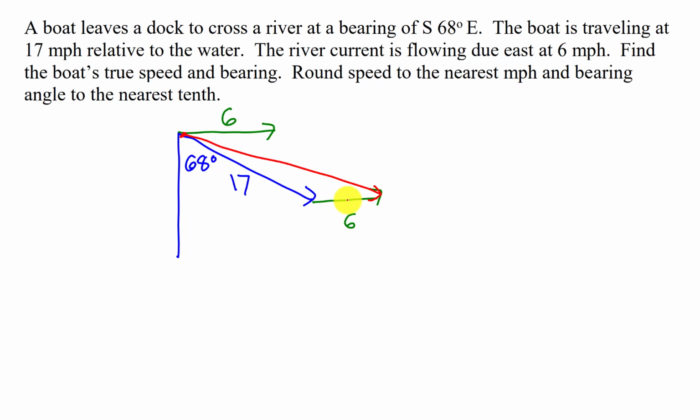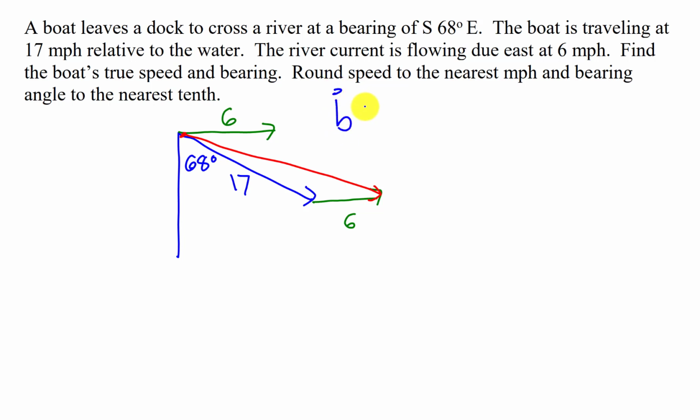Now you can solve this with law of cosines, or you can solve this by writing the vectors in component form and adding them together. I'm going to write the vectors in component form and add them together in this video. If you want to see it solved with the law of cosines, then watch the other video. Okay, so let's go ahead and express our vectors.